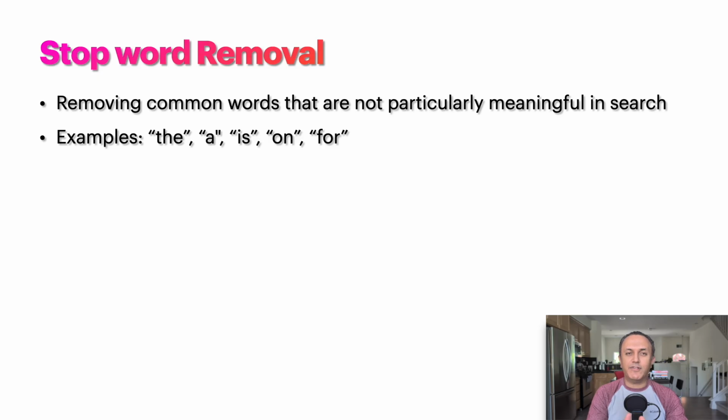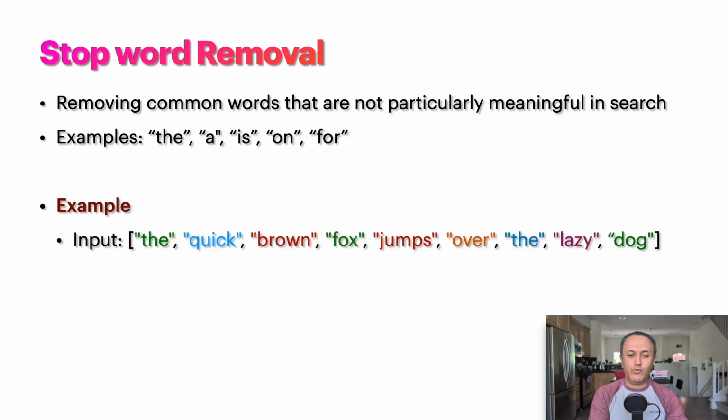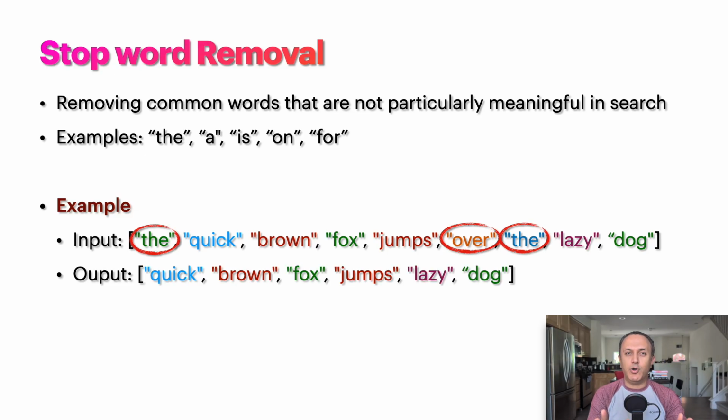So for that purpose, these are usually removed from the list of tokens that we have. If we start with this list of tokens from the previous step, we're going to locate all the stop words and then remove them, so we end up with a smaller set of tokens. This helps reduce the index size and also improve the search speed by a lot.